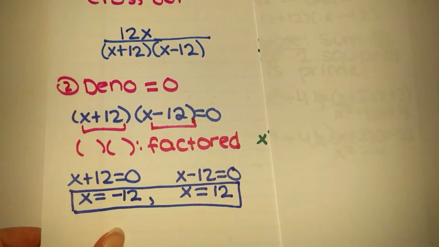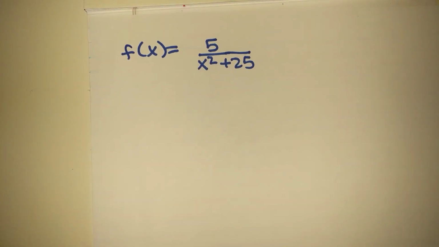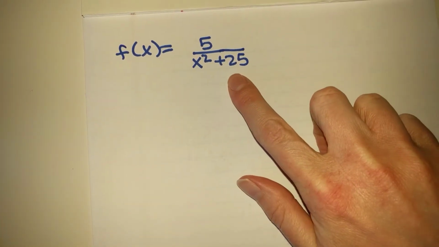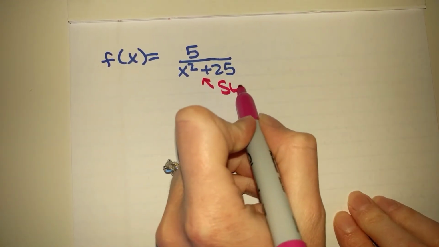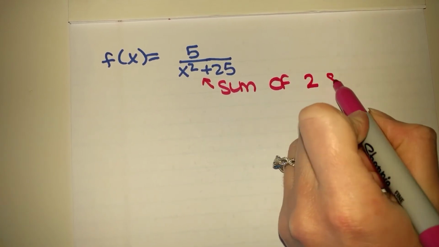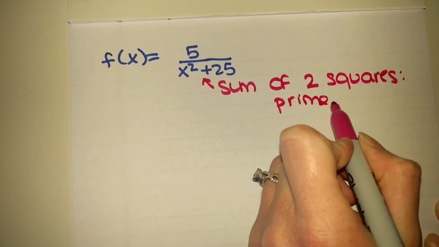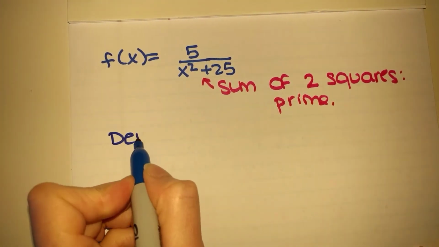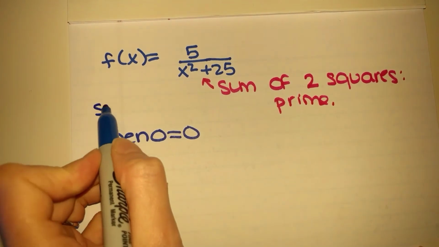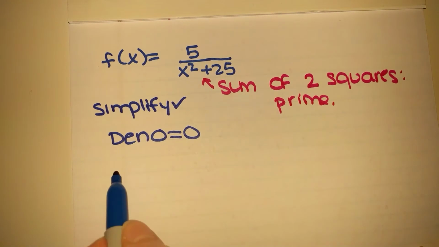Now, just as another example, when you look here at 5 over x squared plus 25, as we discussed, there is not a way to factor the x squared plus 25 because of the fact that this is a sum of two perfect squares. And when you have a sum, that is prime. So there's nothing to do as far as trying to factor that. So if I needed to find my vertical asymptotes, I would set my denominator equal to 0 because it is already simplified. We tried to factor, there's nothing to do, so we just set our denominator equal to 0.